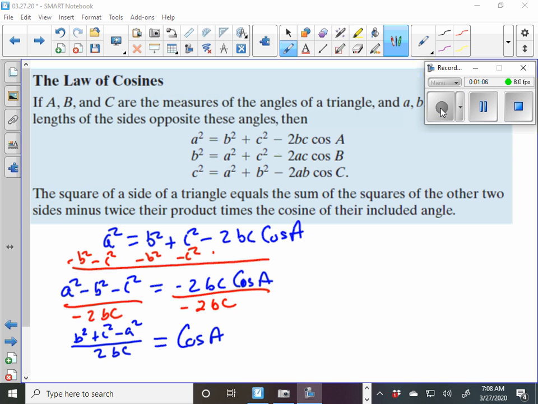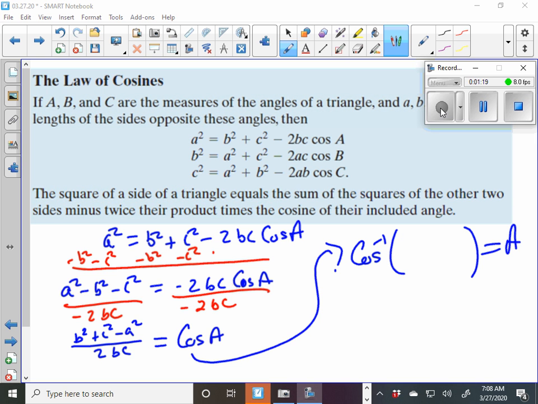Okay, so all I did was just work the algebra and solve for cosine of A. Keep in mind that this ends up being the inverse cosine of all that mess to find A: b squared plus c squared minus a squared all over 2bc. And again, if you have these handy, it makes it a little bit easier to use.